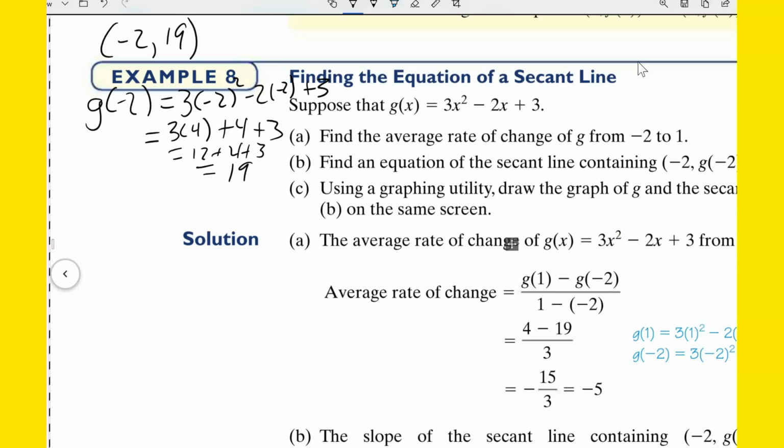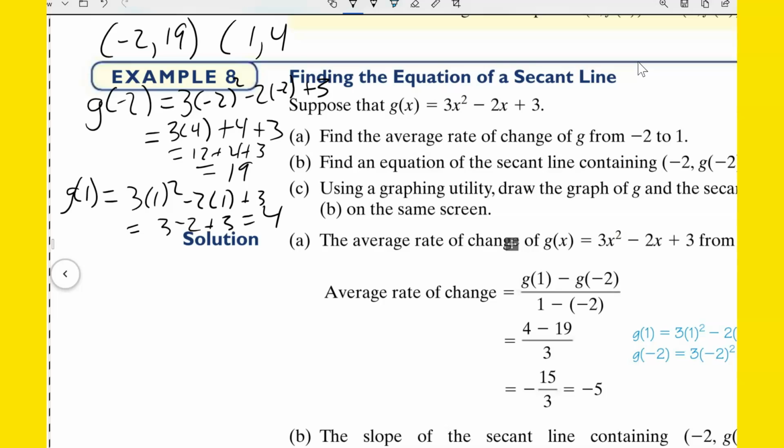Then I also plug in 1, so I also find g of 1. And that's going to be 3 times 1 squared minus 2 times 1 plus 3, which is just going to be 3 minus 2 plus 3, which is 3 minus 2 is 1, 1 plus 3 is 4. So I have the point 1, 4. And I find the slope between those 2 points.